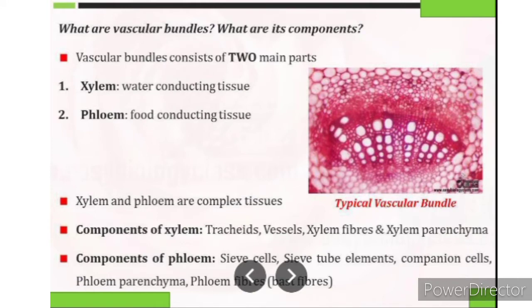The vascular bundles and their components. Vascular bundle consists of two main components, xylem and phloem. The xylem is the main water conducting tissue of the vascular bundle and phloem is the food conducting tissue. Xylem and phloem are complex tissues because they consist of more than one type of cell. In xylem we find four components: tracheids, vessels, xylem fiber and xylem parenchyma. Similarly, in phloem we find sieve tube, sieve cell, companion cell, phloem parenchyma and phloem fibers.